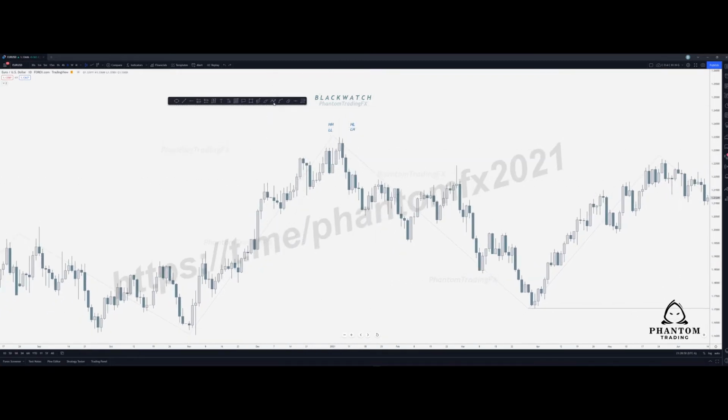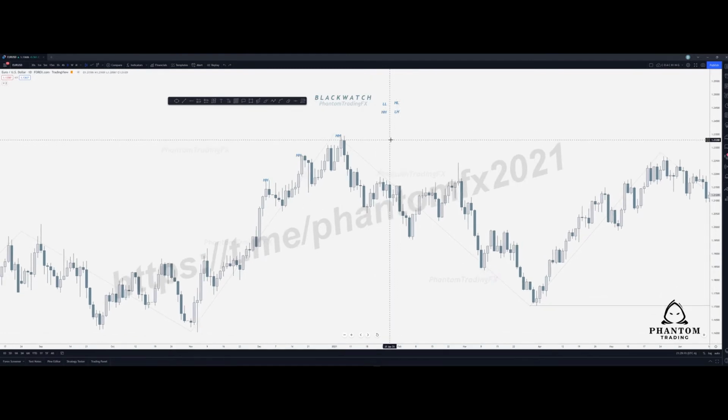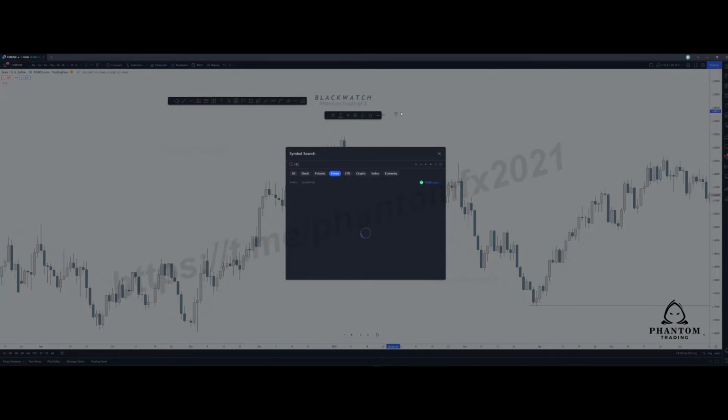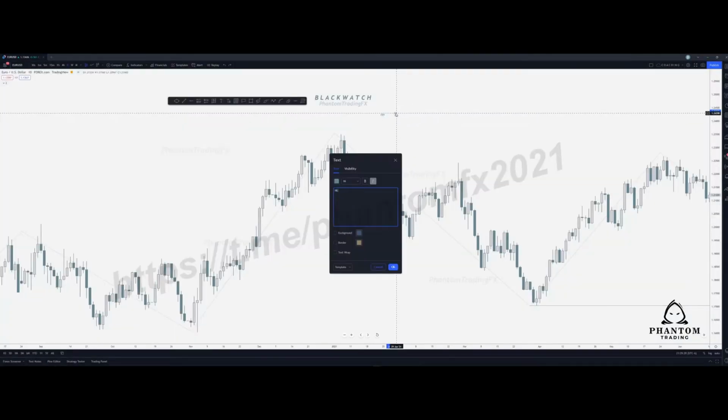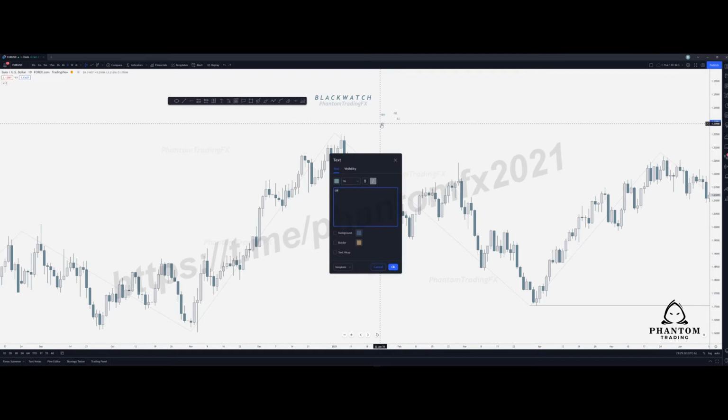Anyways, what we have is a higher high. Higher high. All right, I'll put these over here for now. All these are anchored. Bear with me. Our low. Lower low. Lower high.